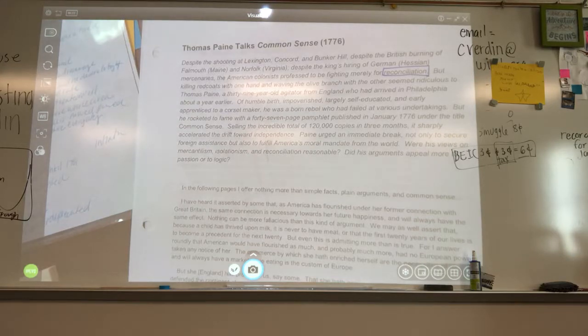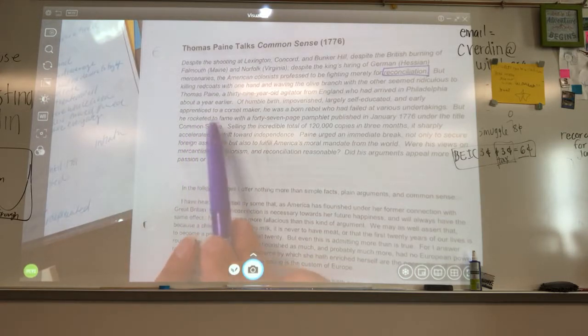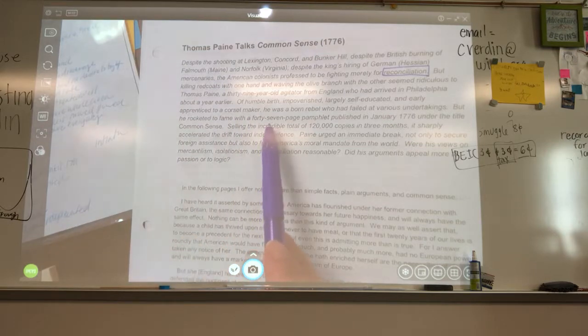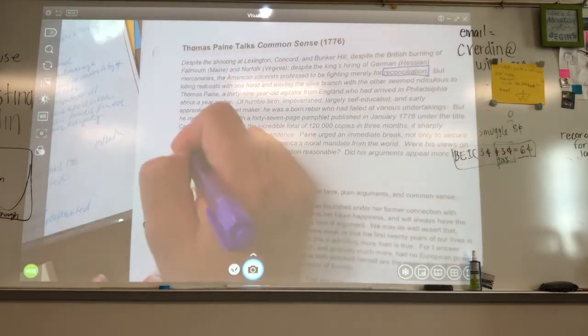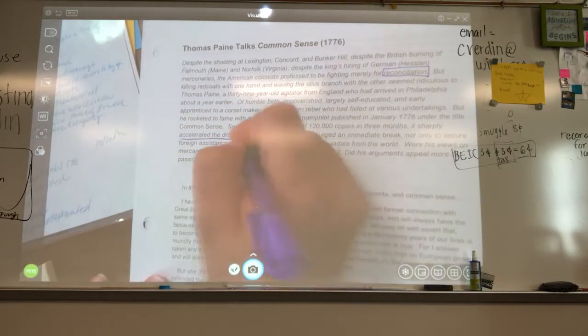A 39-year-old agitator, self-educated. He's gonna rocket into fame with a 47-page pamphlet. We're only gonna read a little bit of this pamphlet, not all of the 47 pages. It will sell a lot of copies, and it's gonna accelerate the drift towards independence.